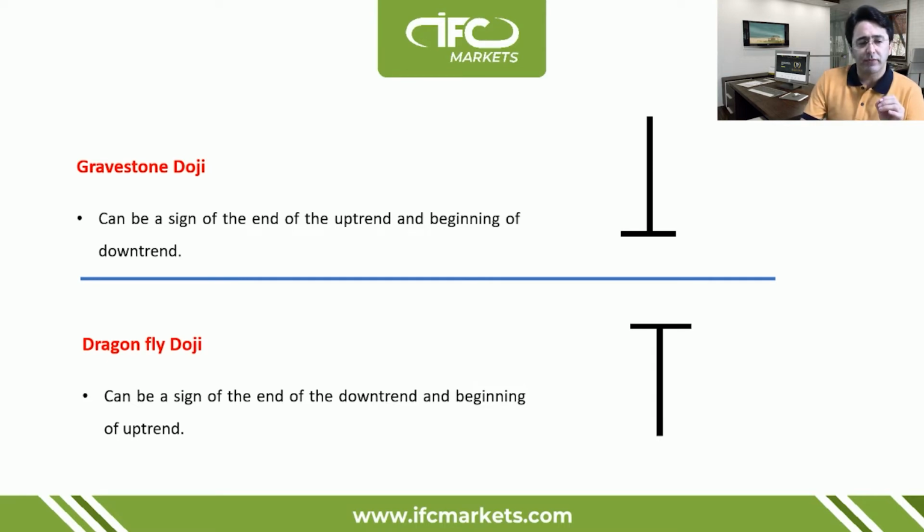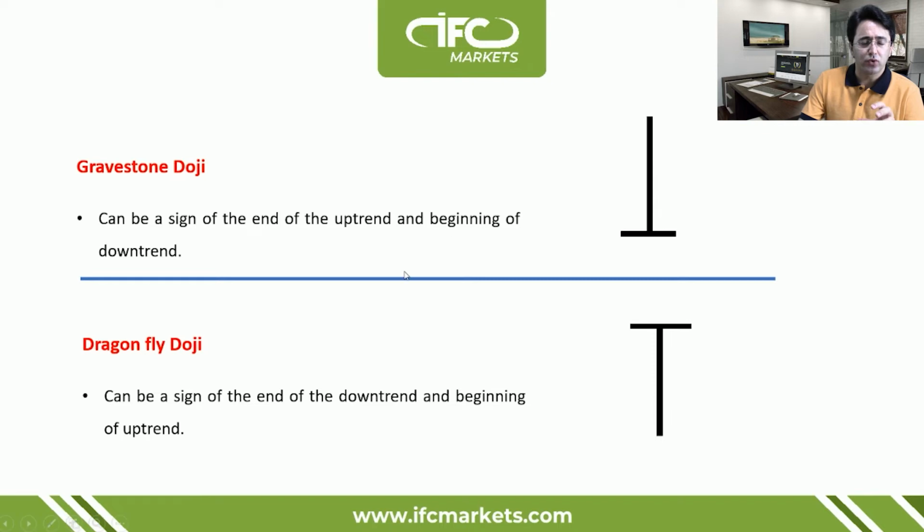The third one is gravestone doji. Gravestone doji can be the signal of the end of the uptrend and the beginning of a downtrend. You usually see the gravestone doji at the end of an uptrend when the price is going up, and you can see the price starting and ending at the same level, at the lowest level. It means that the price doesn't have more energy to go up. It tries to go up, but still closes at the same level, which means that the uptrend is almost losing its power.